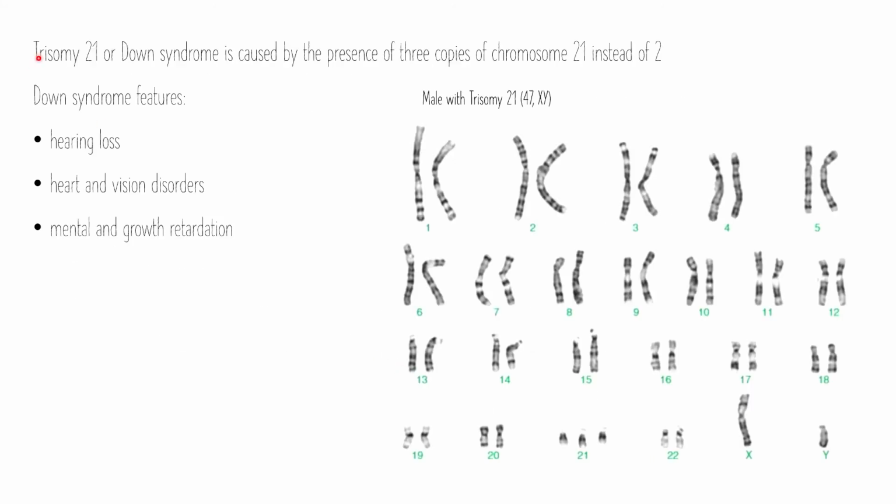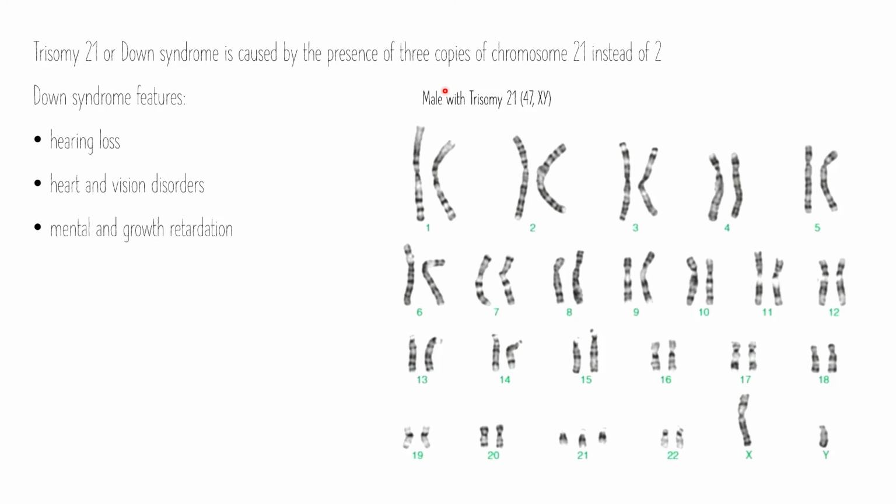Now let's talk about Down syndrome, also called trisomy 21. This is caused by the presence of 3 copies of chromosome 21 instead of 2. But we can see that right here. So if we go to chromosome 21, we have 3 copies. We're actually only meant to have 2. So this individual is in fact going to have trisomy 21, also called Down syndrome. Common characteristics between Down syndrome patients are that they have hearing loss, heart and vision disorders, and mental and growth retardation.